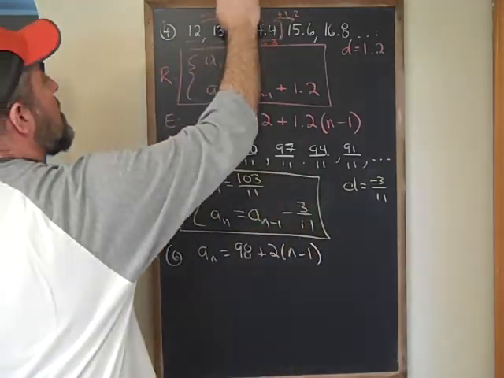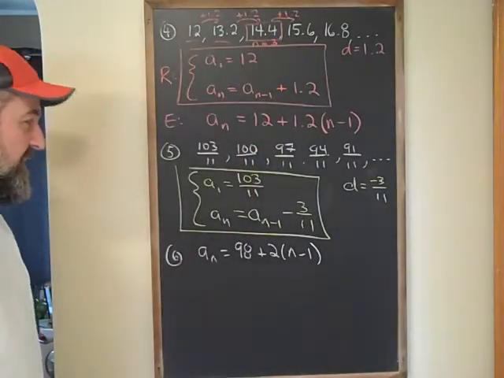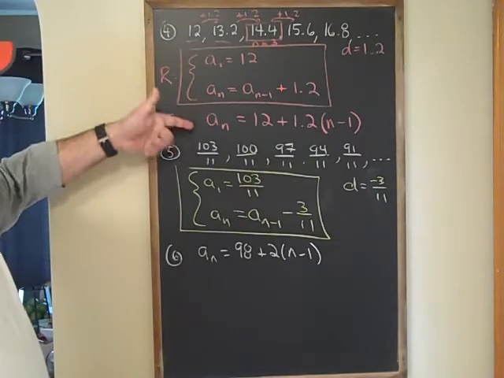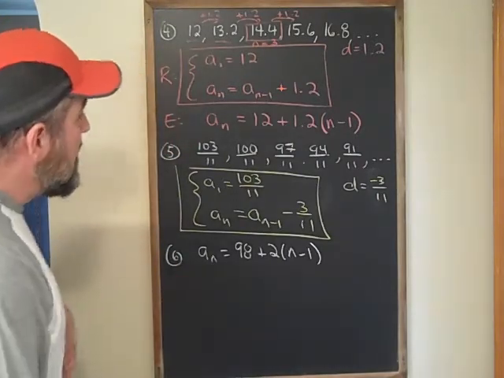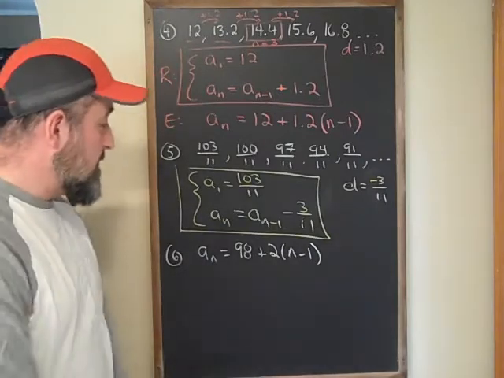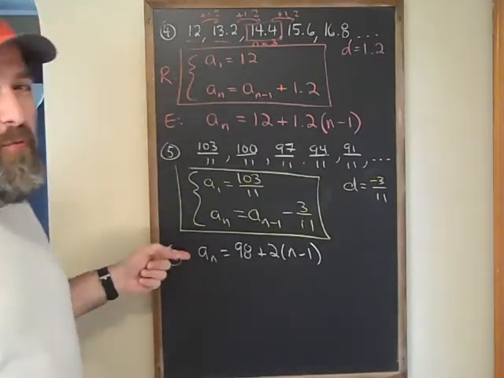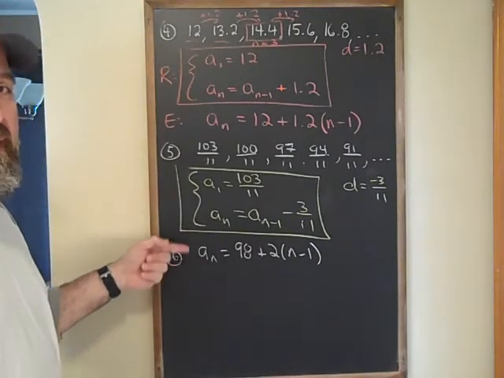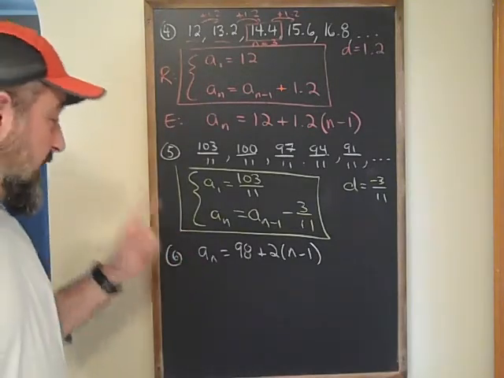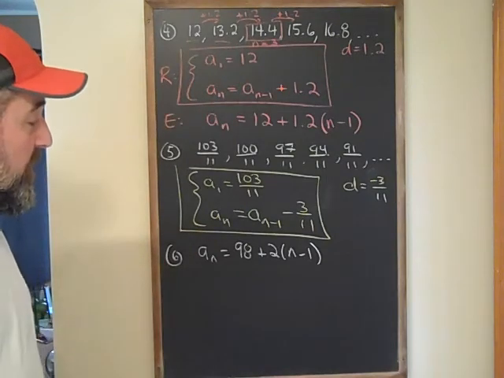Now, this last example right here, this one looks annoying. Because maybe you just started making some sense of what we do when we see a sequence given. And now I didn't give you a sequence, I gave you a formula. Do you remember what that type of formula is called? Explicit. I gave you an explicit formula, and I want you to write the recursive formula for it.